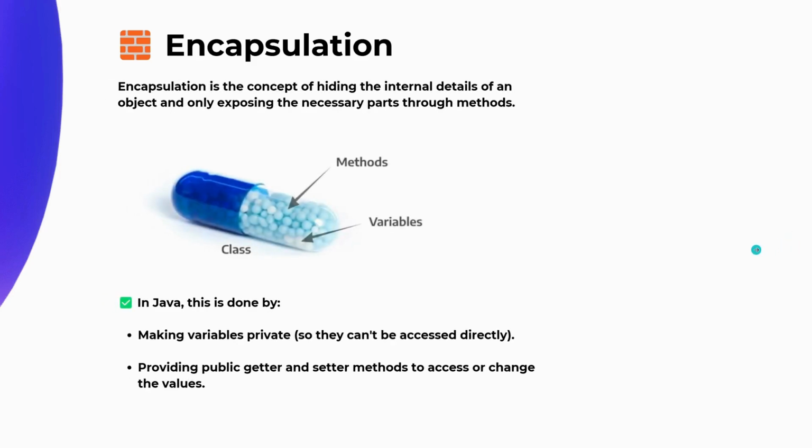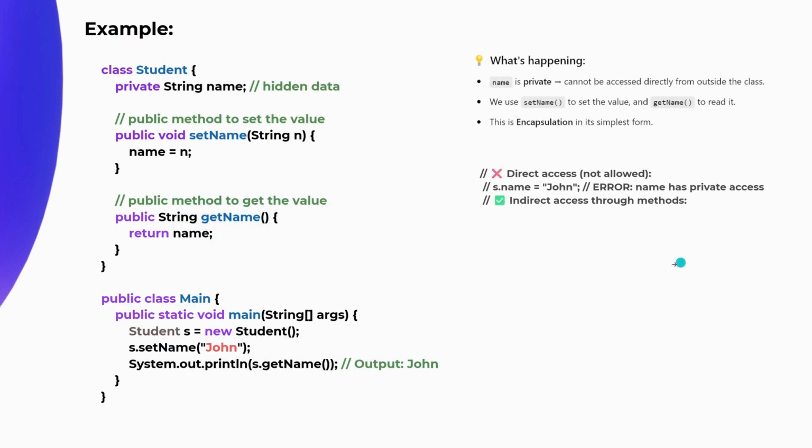Let's understand. Encapsulation is the concept of hiding the internal details of an object and only exposing the necessary part through methods. What does this mean? By encapsulation, we can hide all the internal details like internal methods, internal variables, and we will only show the necessary part through methods. In Java, this is done by making variables private so they cannot be accessed directly. Like private methods cannot be accessed directly, as we know. So by doing this, we can achieve encapsulation, providing public getter and setter methods to access or change the values. Let's understand with this Java code.